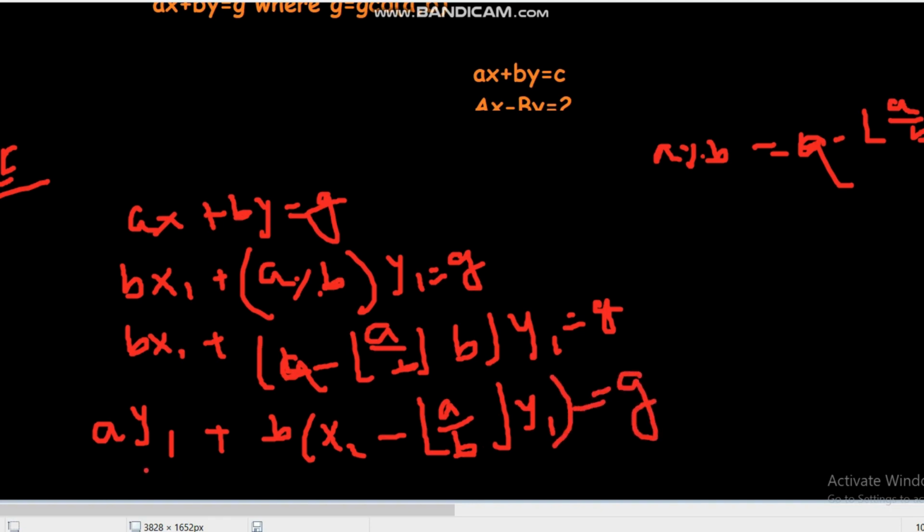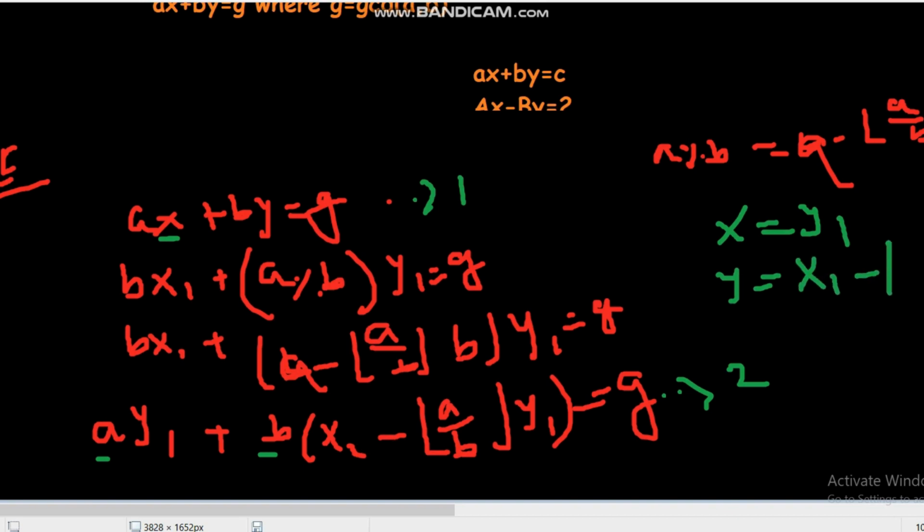Now let's call this the first equation, and this the second equation. You can see that this is common and this is common, so the value of x is changing to y1, and the value of y is changing to x1 minus floor of a by b into y1. So that is how we can represent our x and y with the previous x1 and y1 in the Euclidean algorithm.